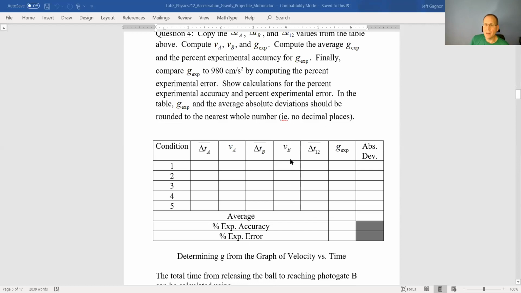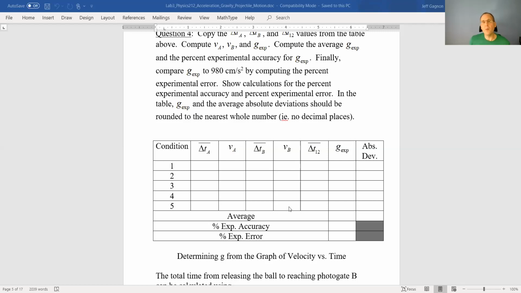VB, same thing, diameter of the ball, but now divided by delta TB. Now, these values, of course, are going to increase, right? Because the location of photogate B is becoming lower and lower. So the ball is going through it much faster as it gets lower and lower. So you should find that these values are increasing.